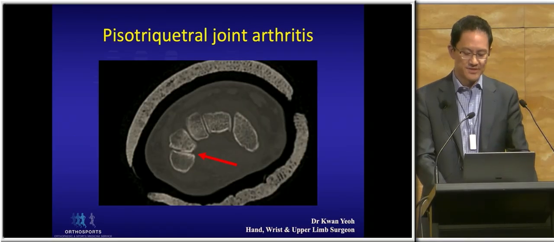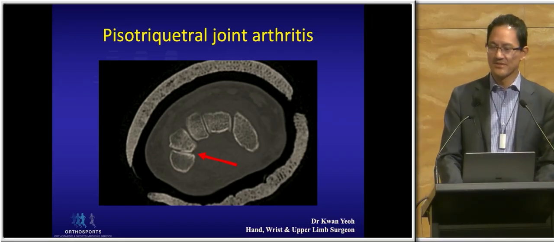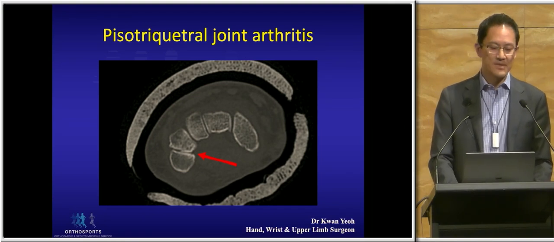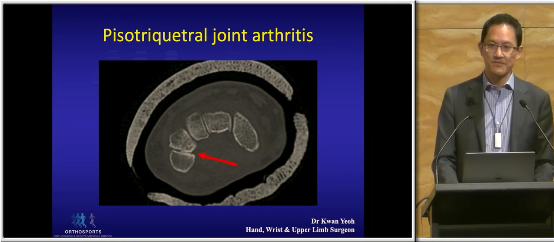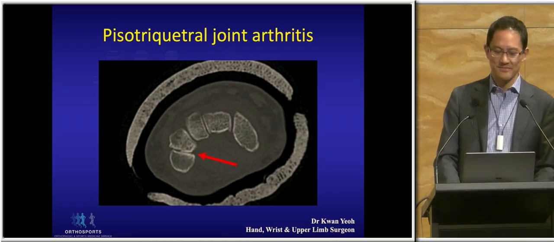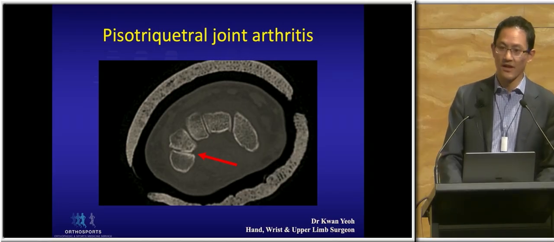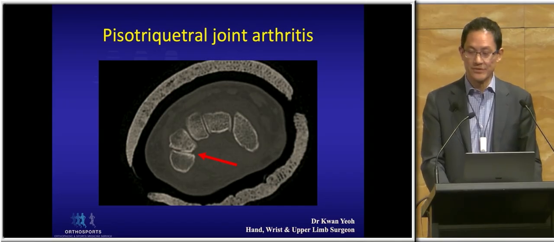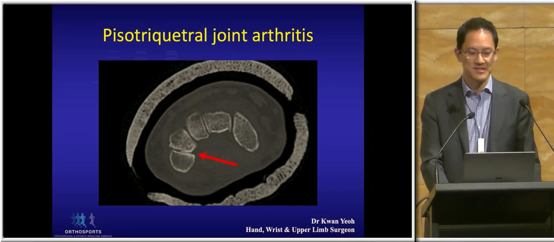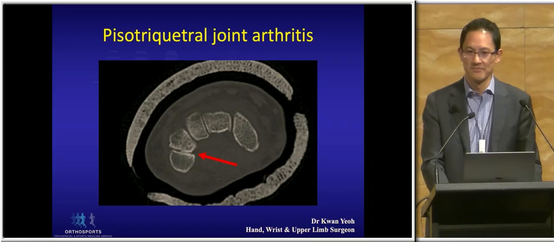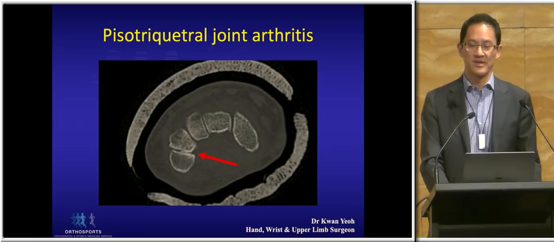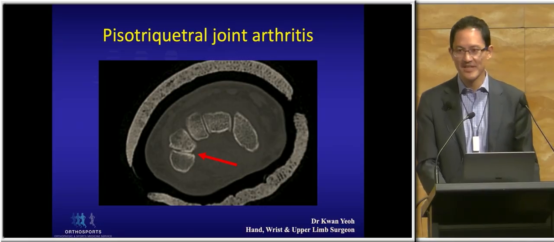Pisotriquetral joint arthritis, though, is a little bit easier to manage if it doesn't respond to non-operative management. And that's because the pisiform can be excised. This is a CT scan showing a loss of joint space. Pisiform sits inside the FCU tendon, so it's a very simple procedure to split that tendon and remove the bone. Does it affect mechanics? Yes. Is it better than what the patient was before? Yes. It's a compromise.